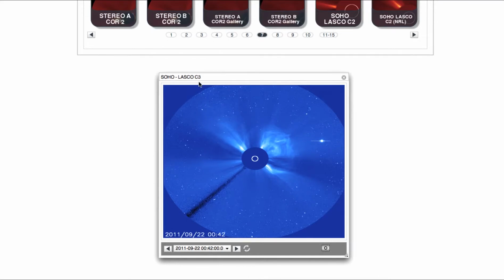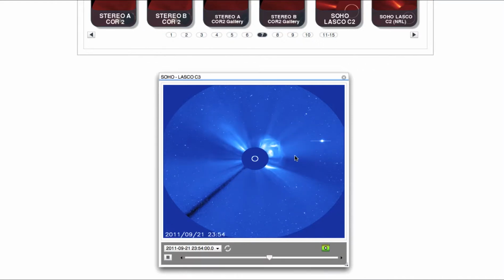This is imagery taken by LASCO C3 coronagraph on board Solar and Heliospheric Observatory located at Lagrange 1 point. And this sequence of images that I will be showing is for September 22nd, 2011. And let's start with the movie mode, which is one feature of the Integrated Space Weather Analysis System, ISWA, that I'm using here. So what you see here is a moving structure in the coronagraph imagery. This is of course a classic signature of coronal mass ejection, a CME. And you can see that in this imagery it's moving to the right.